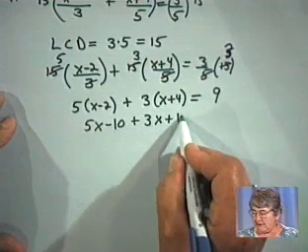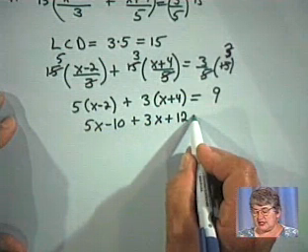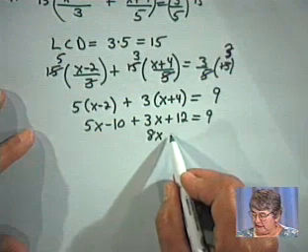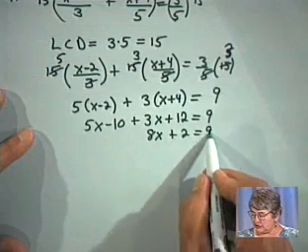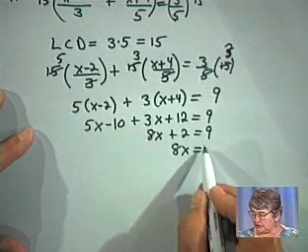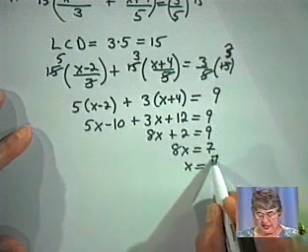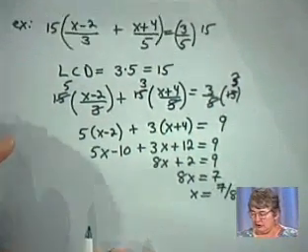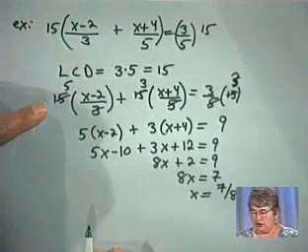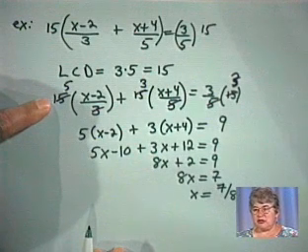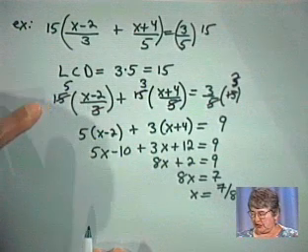Well, when we have rational expressions, we'll do exactly the same thing. So 8x plus 2 equals 9, 8x equals 7, and then finally we get an x which is equal to 7/8. Okay, so we'll find the lowest common denominator, we'll multiply both sides of the equation by the lowest common denominator, and then solve.